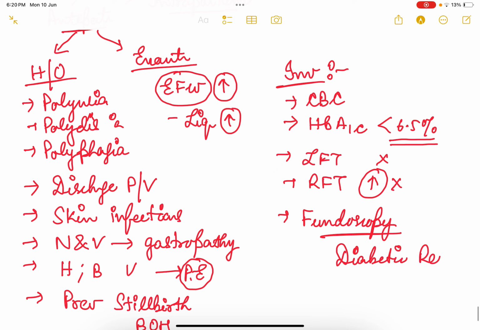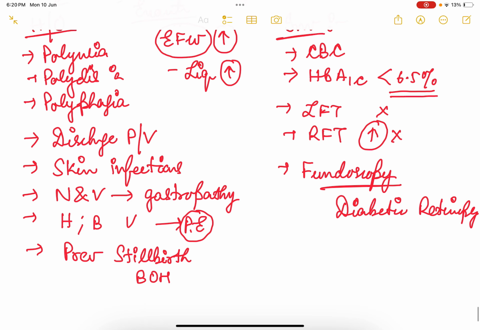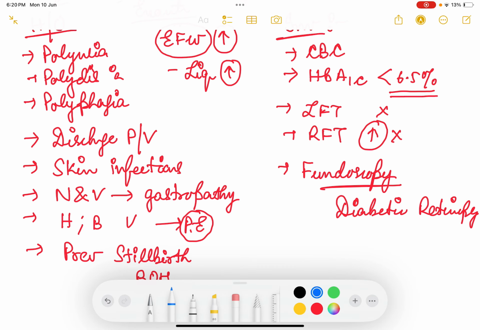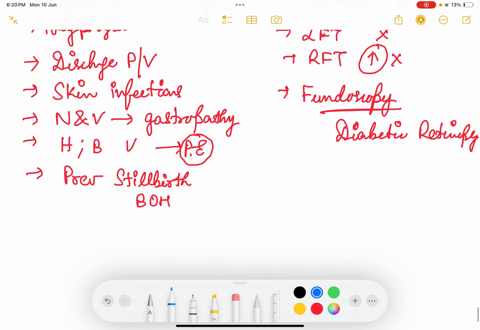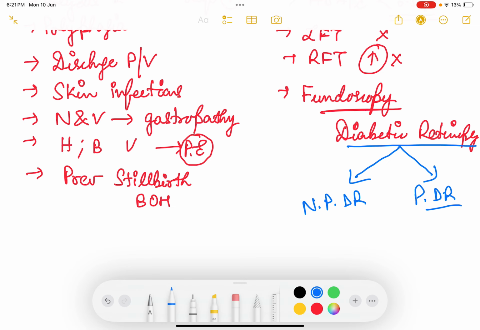So in the hypertension class which we were talking today, we were talking about hypertensive retinopathy. Now we will be talking about diabetic retinopathy. You all have studied this in your ophthalmology classes. I will be revising once again. Diabetic retinopathy can be of two types. One is non-proliferative diabetic retinopathy. The second is proliferative diabetic retinopathy.